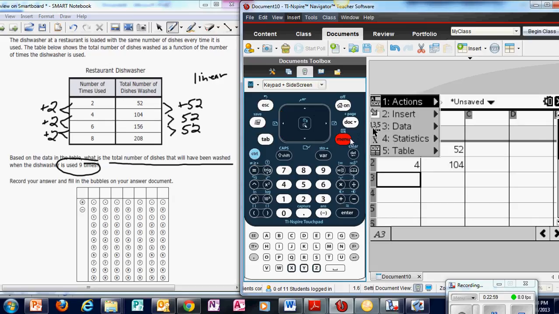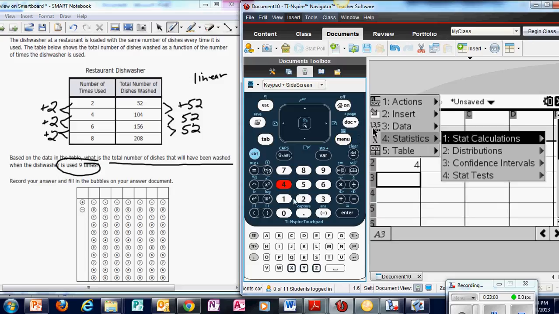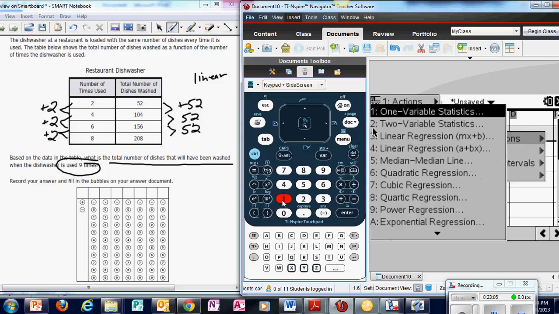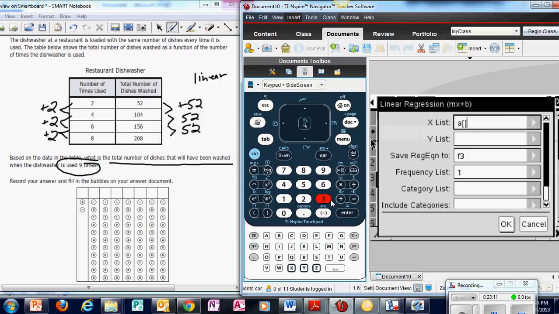So I'm going to hit menu. 4 for statistics, 1 for stat calculation. And this is a linear equation, so I'm going to pick 3 for linear regression. If I didn't arrow to the left, I would have had the cell under column B highlighted, so this would have been a B. That's all that saved me from having to do.